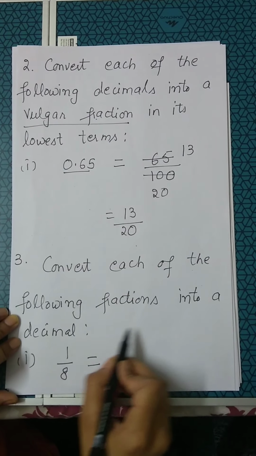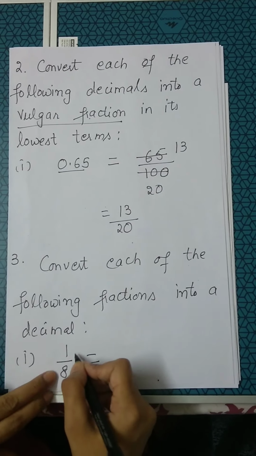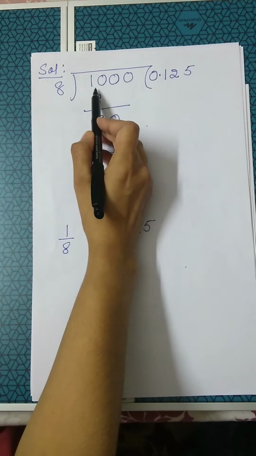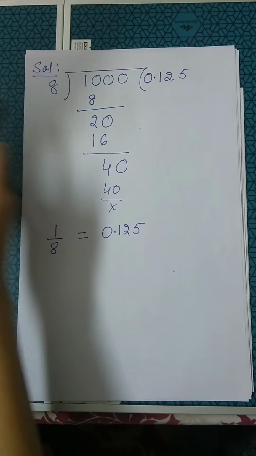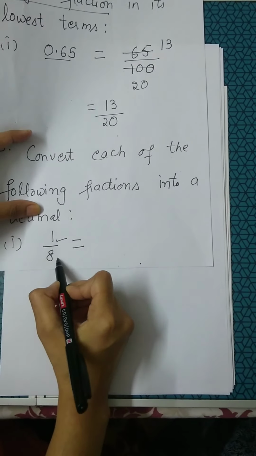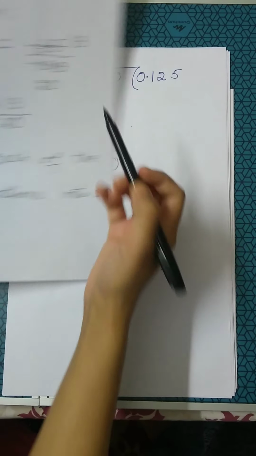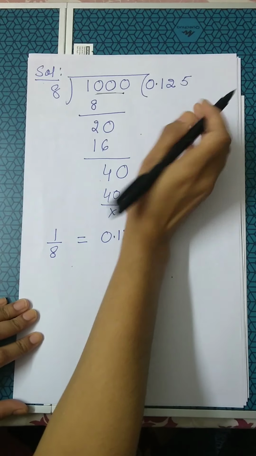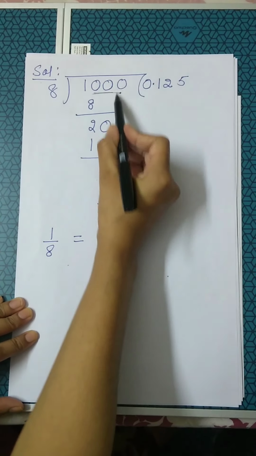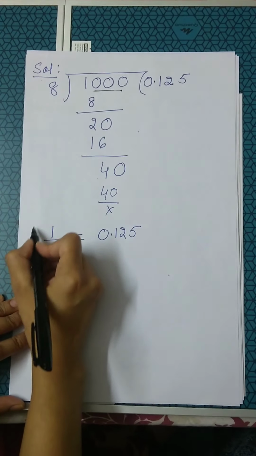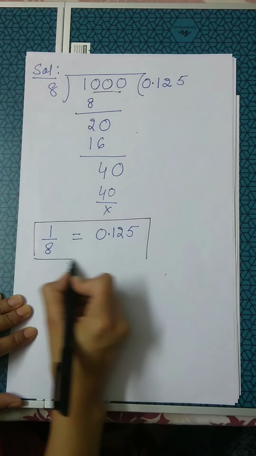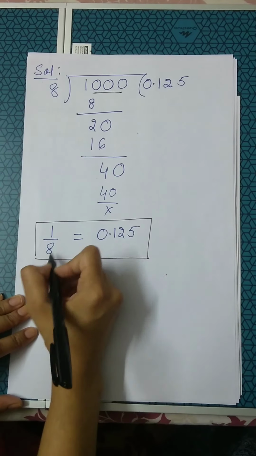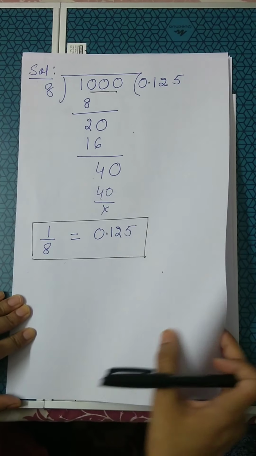Convert each of the following fractions into decimal. Let's take the example of 1 upon 8, and I just want to convert it into decimal form. Of course, numerator 1 is smaller than the denominator, so I will take 0 here and the quotient will start by putting a decimal. If I divide it, you can see after dividing, 1 over 8 can be written as 0.125. So this is how we can convert fractions into decimal form.